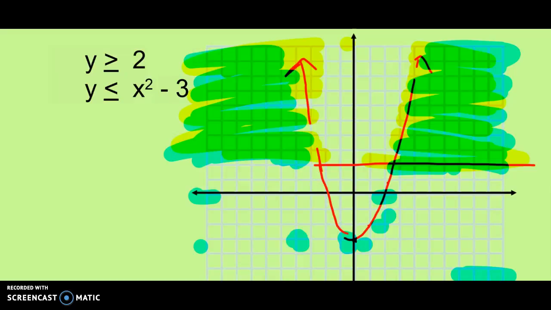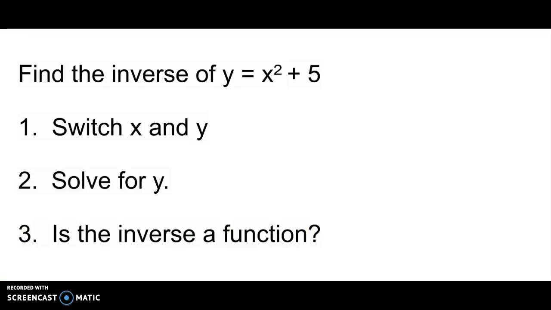All right, I think I've got one more thing, but I'm not sure how much time I've got. Finding the inverse of y equals x squared plus 5. Switch your x and your y. So we're going to do x equals y squared plus 5. I'm going to go ahead and work it out. Okay, I switched my x and my y. I'm going to solve for y.